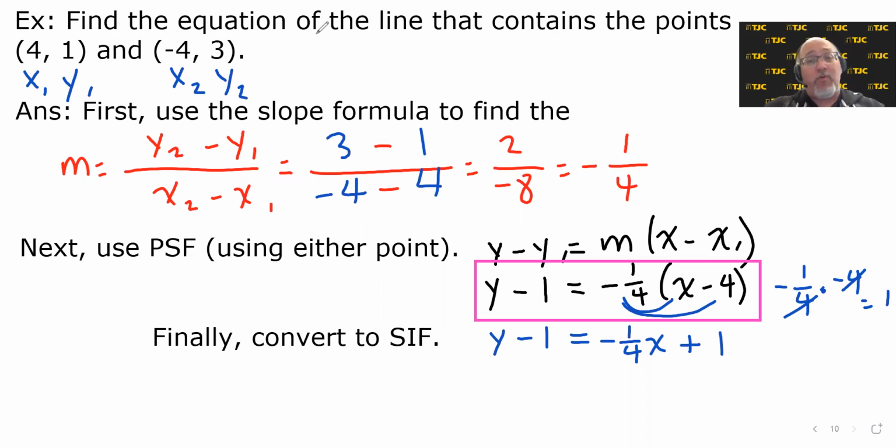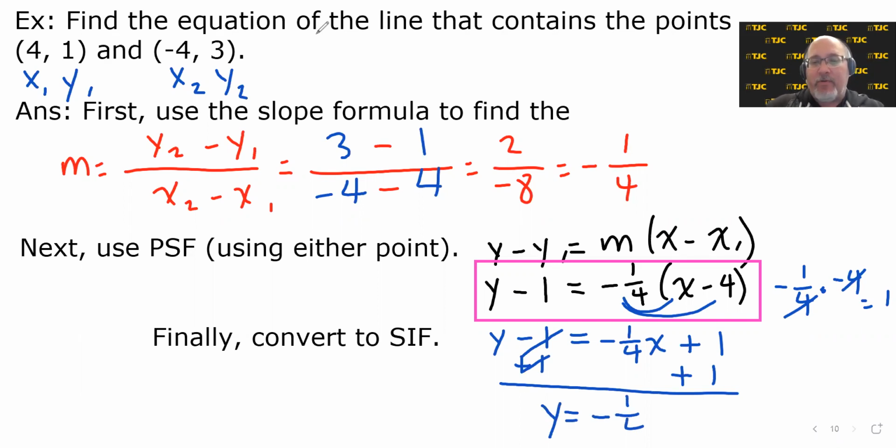I'm not in slope-intercept form yet because I have to solve for y, but adding 1 to both sides will accomplish that, because that will get rid of the -1, leaving the y by itself on the left of the equal sign. And on the right side, we have -1/4 x. And of course, 1 and 1 is 2. Our slope-intercept form is y equals -1/4 x plus 2.